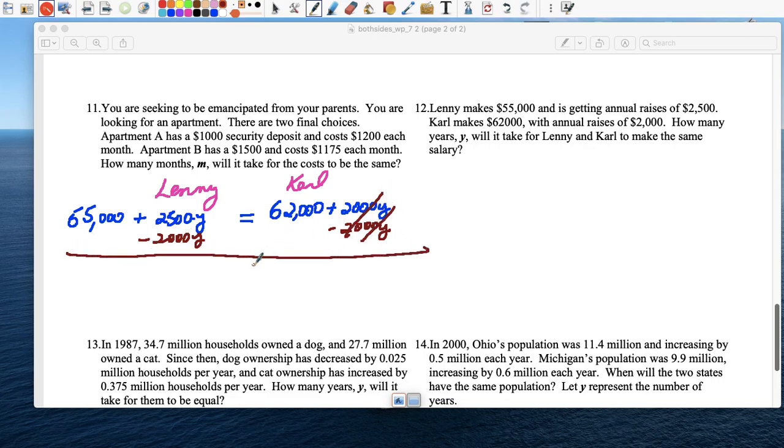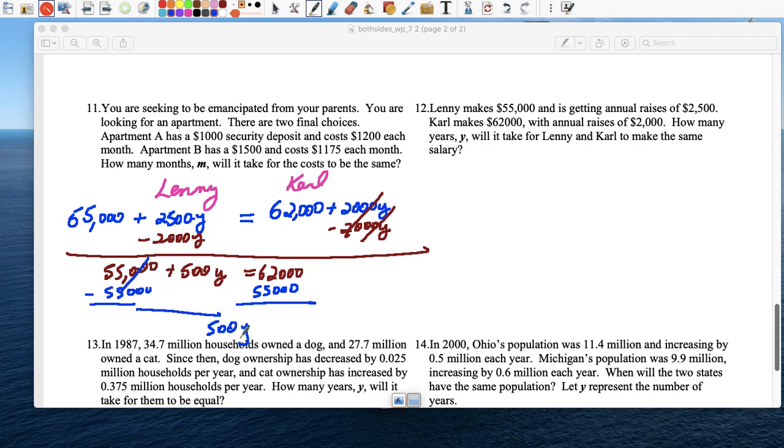That goes away. 62,000 comes down. 55,000 also comes down. And then 2,500 minus 2,000 is just 500y. We're going to subtract 55,000 on both sides. That goes away. 500y comes down. And then here we get 7,000. We're going to divide both sides by 500.